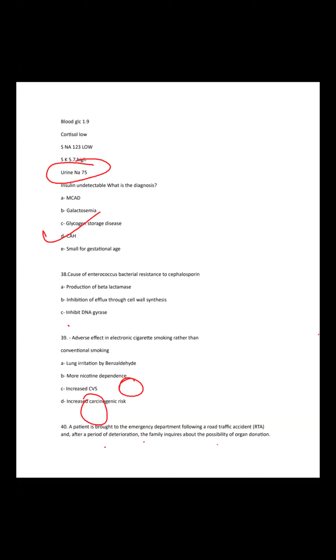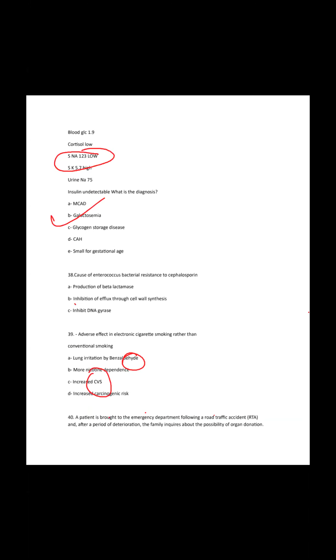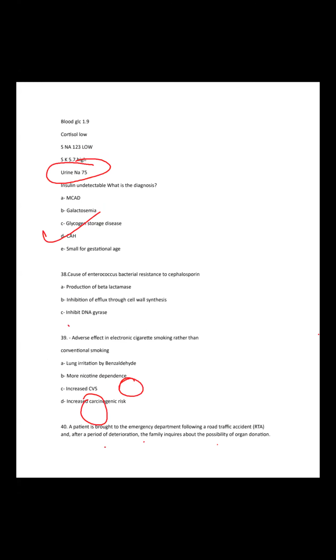Cause of Enterococcus bacterial resistance to cephalosporins. So cephalosporins, what is the cause for that? Resistance works by beta lactamase. So it's the production of the beta lactamase that leads to resistance to the cephalosporin. So penicillin and cephalosporin both are resisted because of the production of the beta lactamase. Adverse effect of electronic bibenzyl aldehyde.